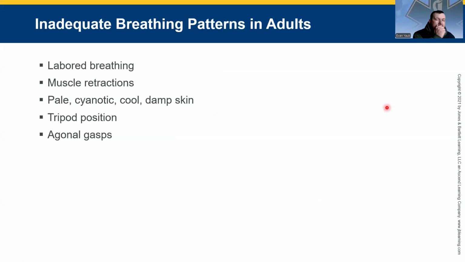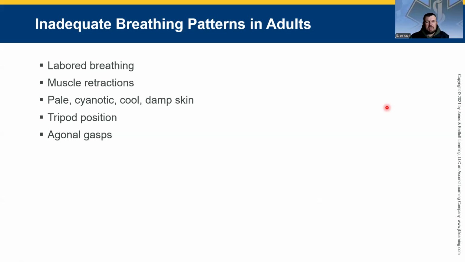Okay, so inadequate breathing. Labored breathing, muscle retractions, pale, cyanotic, cool, damp skin, tripod position, or agonal gasp. Labored breathing is if you are working to breathe. If your patient looks like they are having to try to breathe, that is labored breathing. Muscle retractions, what we talked about earlier, is when you can actually watch the clavicle cave in, you can watch those ribs kind of cave in, or the area in between those ribs.